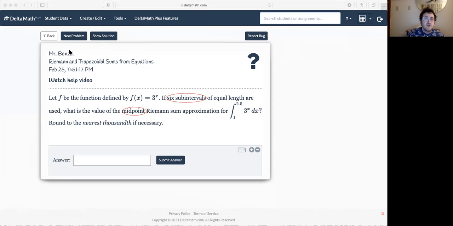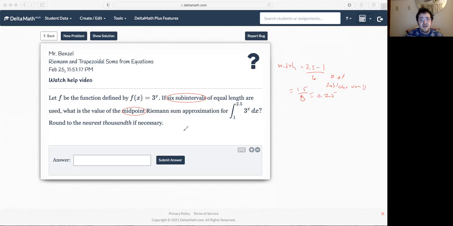Like before, I always like to be thinking about my width. My width is 2.5 minus 1, and we have 6 intervals. You always put the number of subintervals on the bottom. So this is 1.5 over 6, which is equal to 1/4.